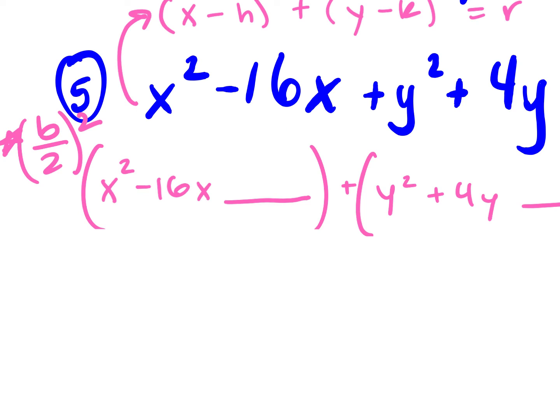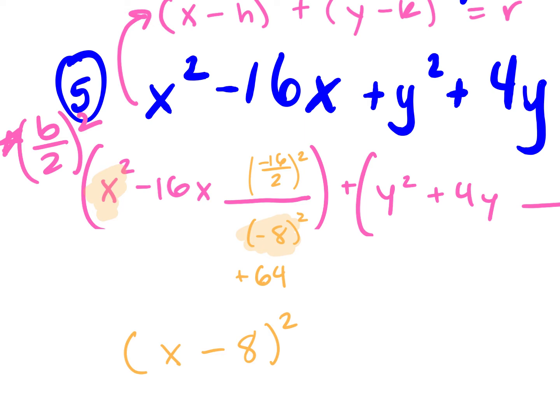So for the x's, what's my b? Negative 16. So I have negative 16 over 2 squared. So this would be negative 8 squared. What's negative 8 squared? 64. So what's going to go into my parentheses squared down here? X minus 8. So it's always whatever is squared here and whatever is squared here.